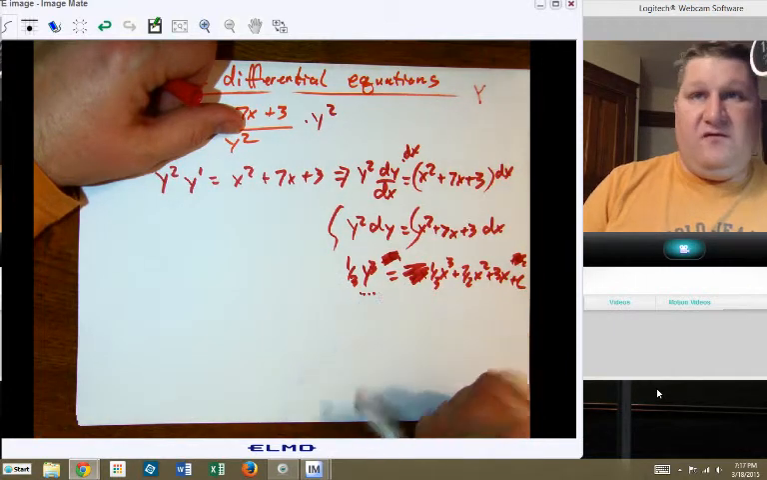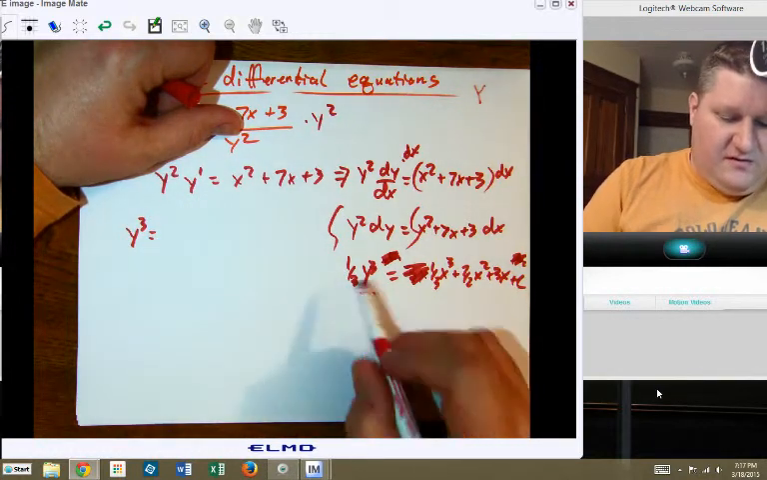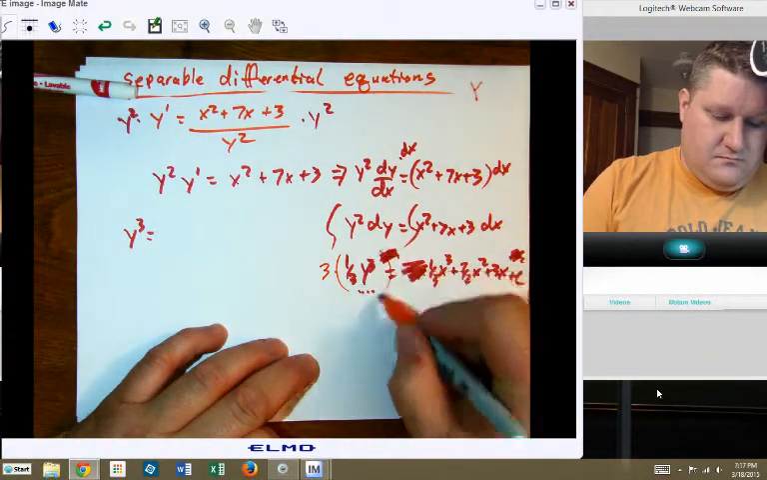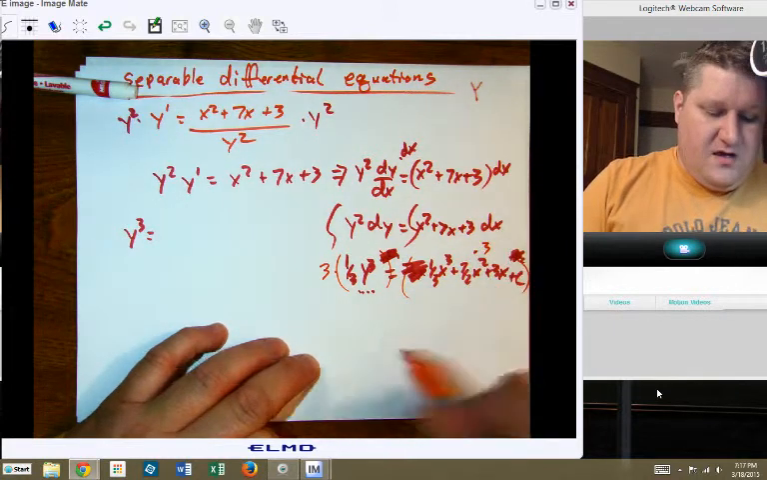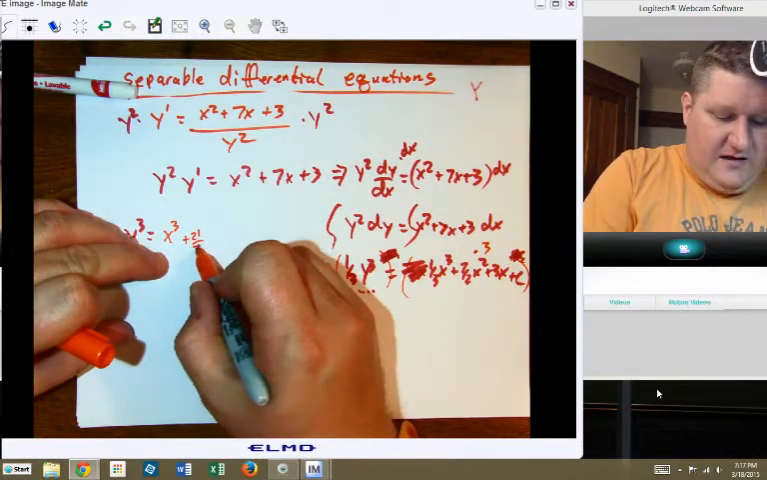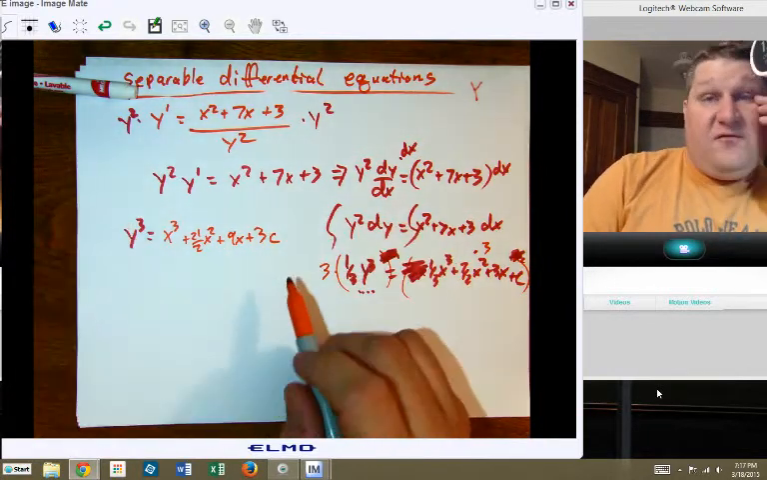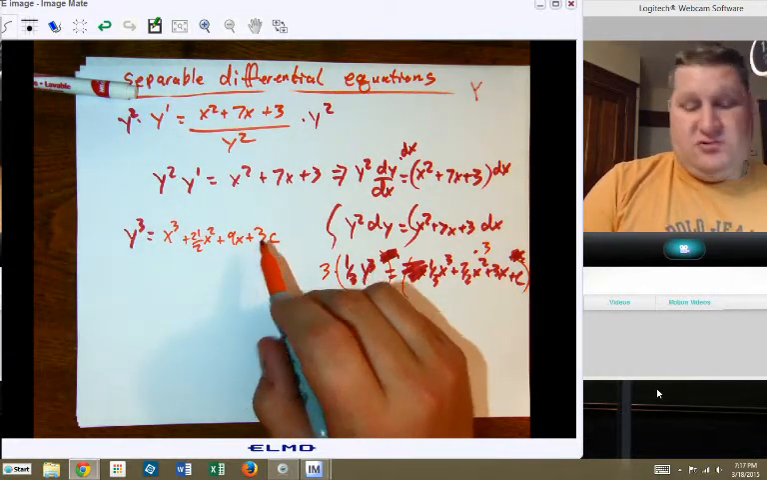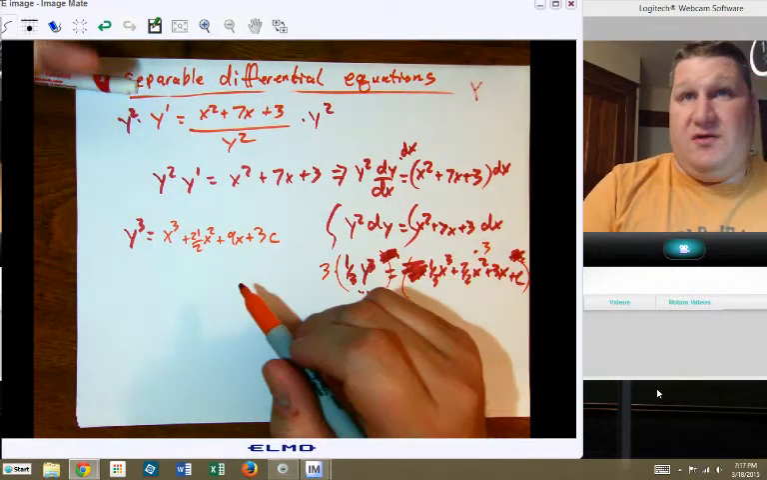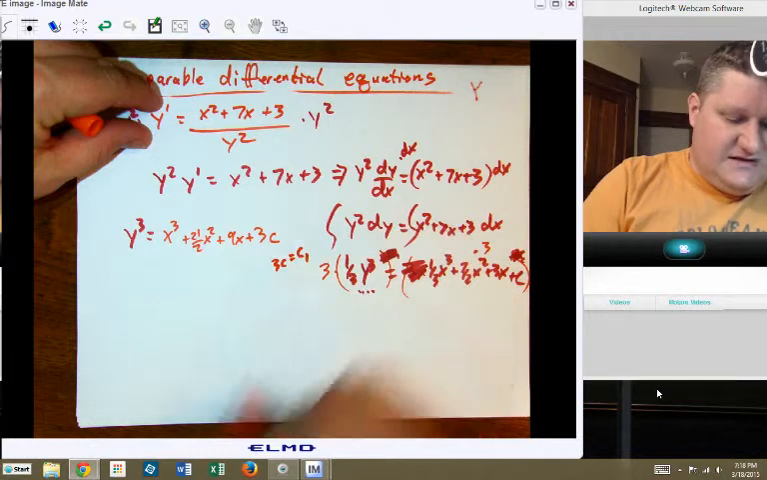Now, obviously, I can't leave it like this. I want to get y by itself. So to do that, I'm going to multiply everything by 3, and I come up with y cubed equals x cubed plus 21/2 x squared plus 9x plus 3C. Now, frankly, the 3 times C doesn't matter. If you so chose, you could say C1 equals 3 times C, because a constant times a constant is just going to be some other constant. It doesn't really make a difference. So I'm going to call this 3C and call it C1.